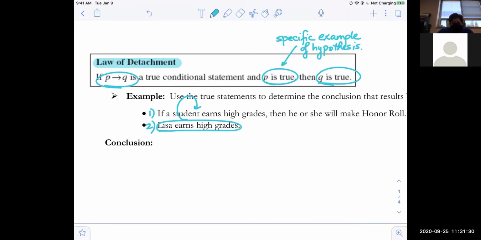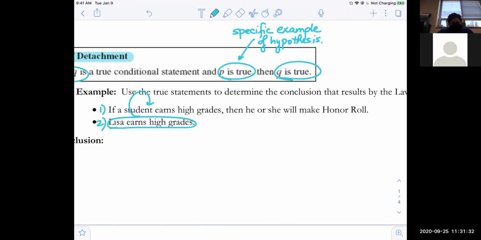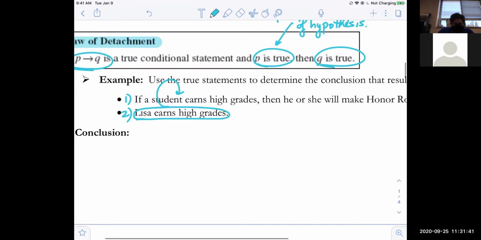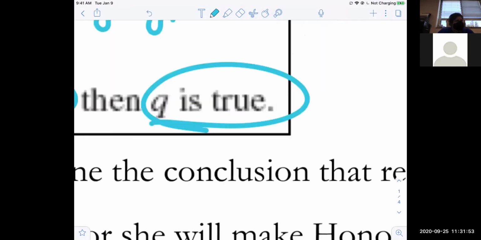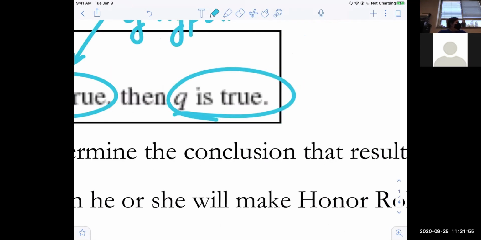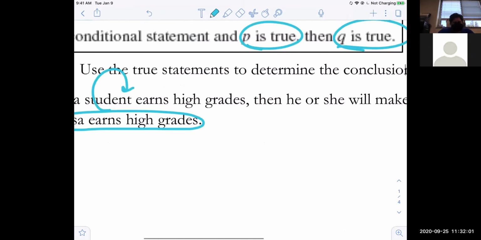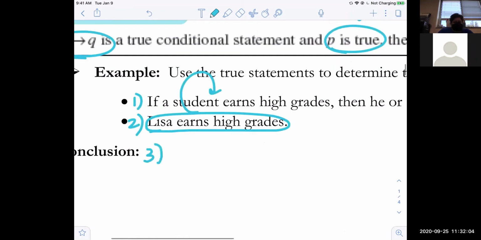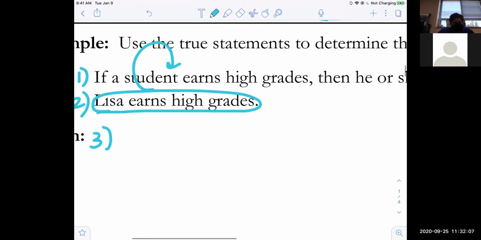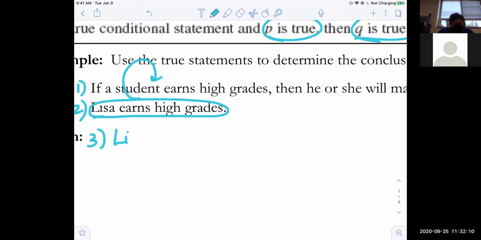Then Q is true. So if any student earns high grades, then he or she will make honor roll. Lisa earns high grades. What can you conclude? Okay, it will not be an if-then statement. It's not going to be an if and only if, and it's not going to be an if-then statement. It's just going to be a normal statement, like number 2. Number 2 says Lisa earns high grades, so your conclusion is going to be Lisa will make honor roll.